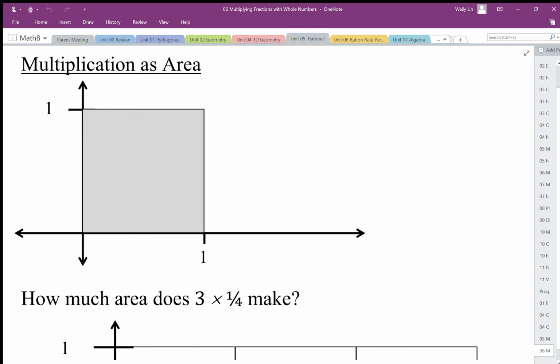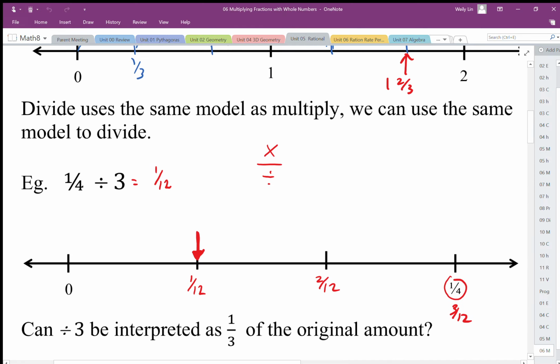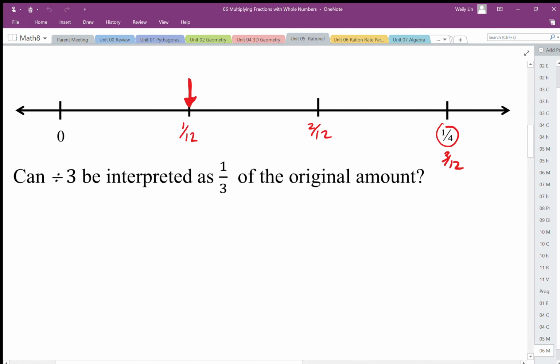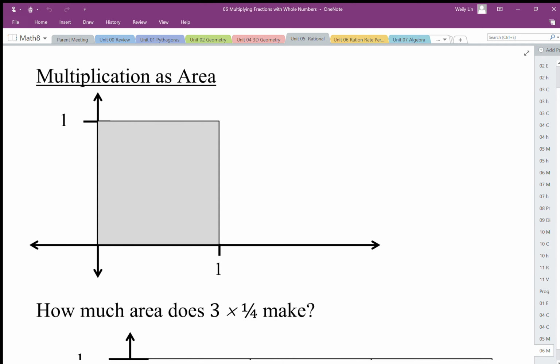When we multiply, we look at multiplication as groups of things. So this number line, when we did it on the number line, we can think of grouping or regrouping, but we can also use the model of multiplication as area. So when we multiply, we're basically taking a length times a width, and the product, or the answer to the multiplication, is the area inside.